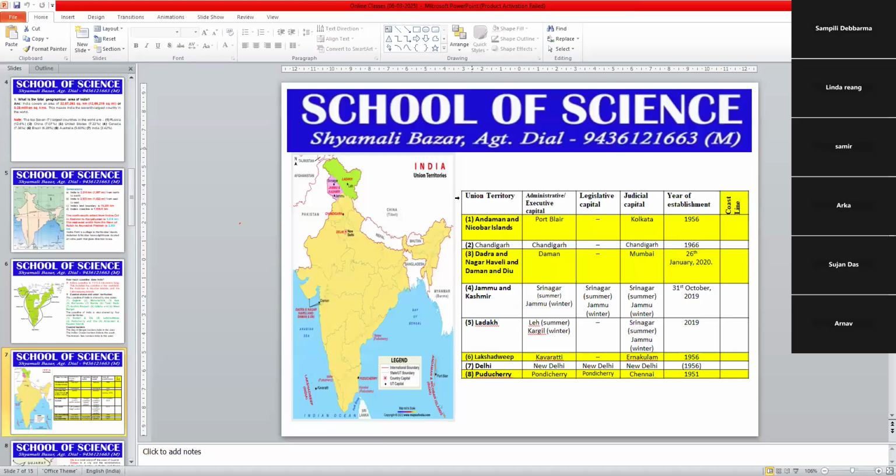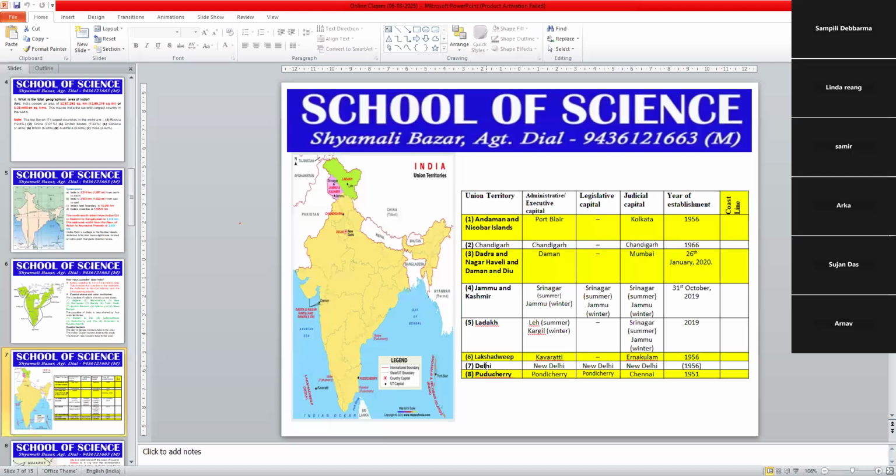Okay. Now, what is the summer capital of Jammu and Kashmir? The summer capital of Jammu and Kashmir is Srinagar, and the winter capital of Jammu and Kashmir is Jammu. You have to remember this. Okay. So Ladakh: the summer capital of Ladakh is Leh, and the winter capital of Ladakh is Kargil. You have to remember this thoroughly.